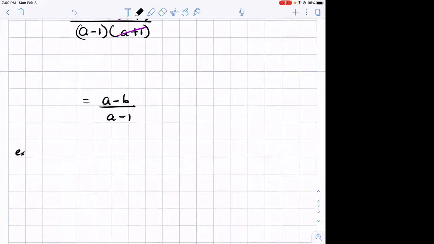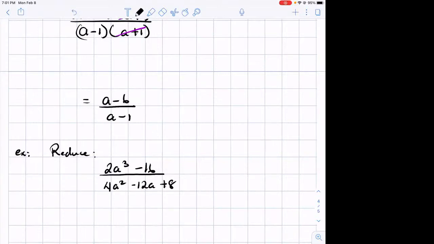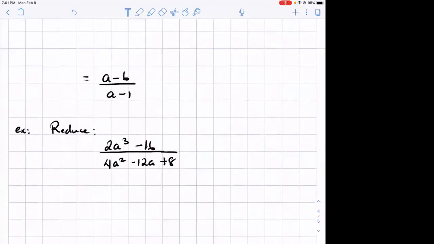Let's look at another example. Reduce. If we have 2a cubed minus 16 divided by 4a squared minus 12a plus 8. Well, let's try to factor again. Let's look and see if we can factor the numerator, and let's look and see if we can factor the denominator.